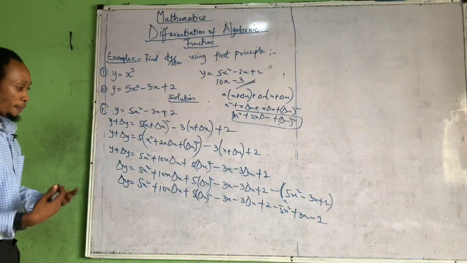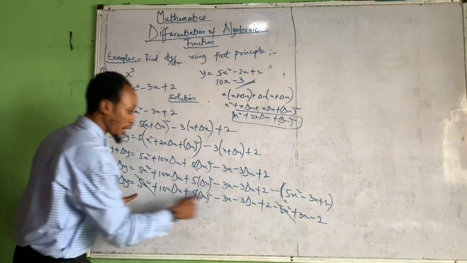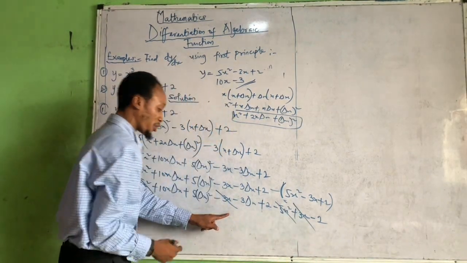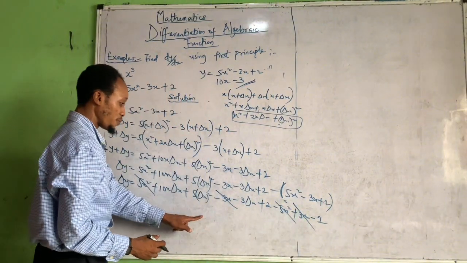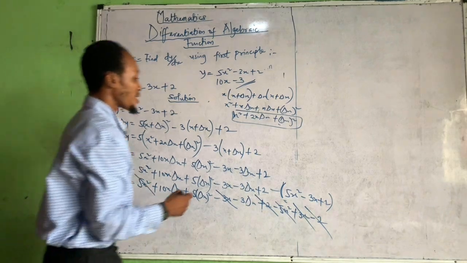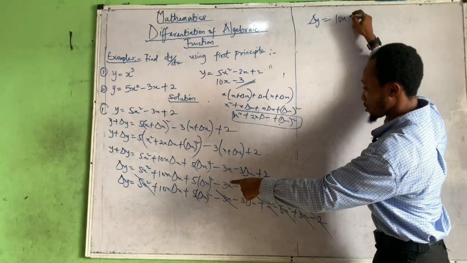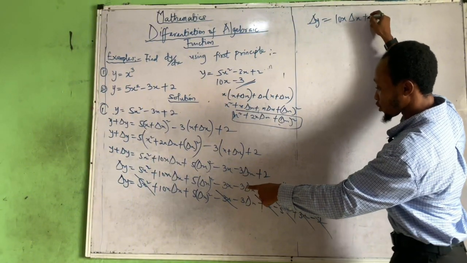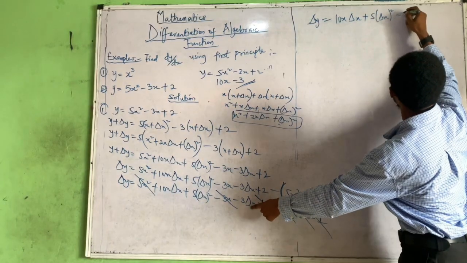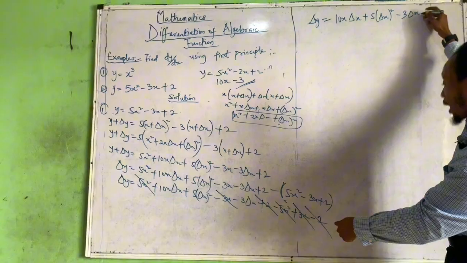Now we can cancel the ones that can cancel. So this one can cancel this because 5x squared can cancel 5x squared. We also have minus 3x can cancel this. Minus 3x plus 3x is 0. Then we have plus 2 and minus 2. So now let's rewrite everything here. We have delta y equals 10x delta x plus 5 delta x squared minus 3 delta x. Is that all? Yeah, that's all.